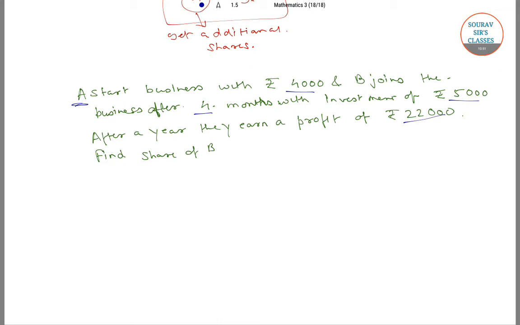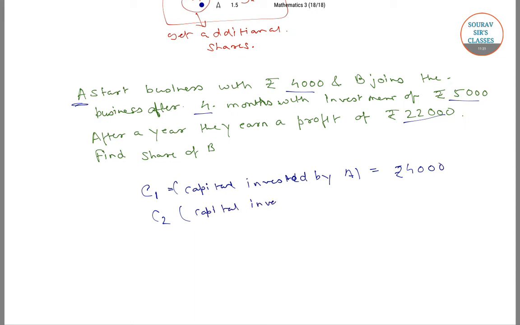Now here C1, that is the capital invested by A, is equal to 4,000, and C2, that is the capital invested by B, is 5,000.